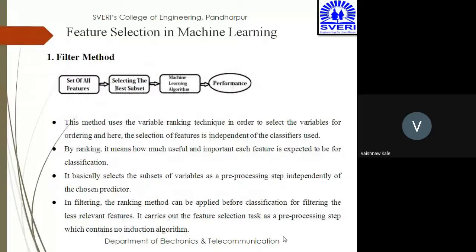There are 3 methods which we have seen for feature selection. One is the filter method, the second one is the wrapper method, and the third one is the embedded method. In the filter method, you have seen the block diagram: the set of all features is given for selecting the best subset of features, and then it is applied to the machine learning algorithm to check the performance, whether the selected subset of features is working properly or not.